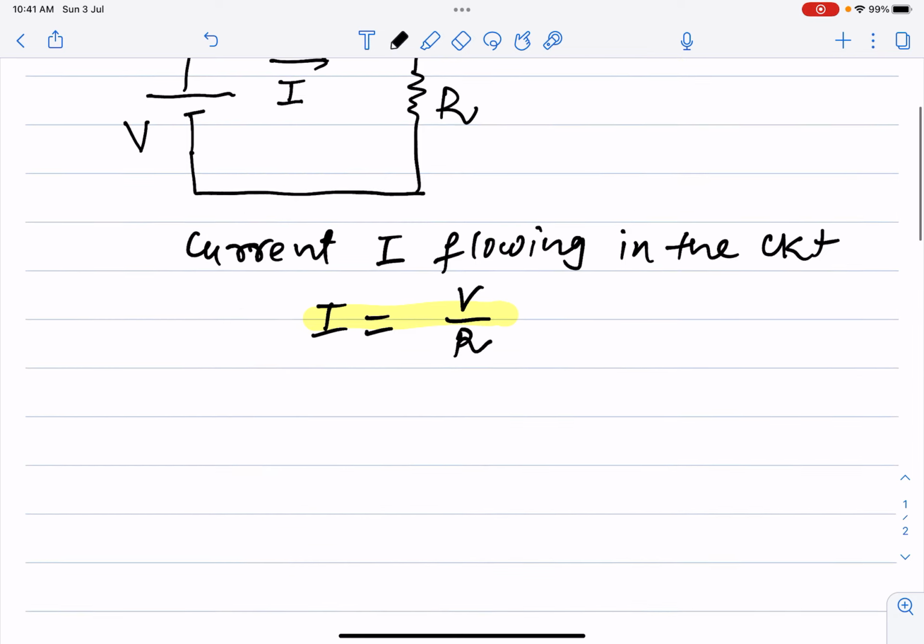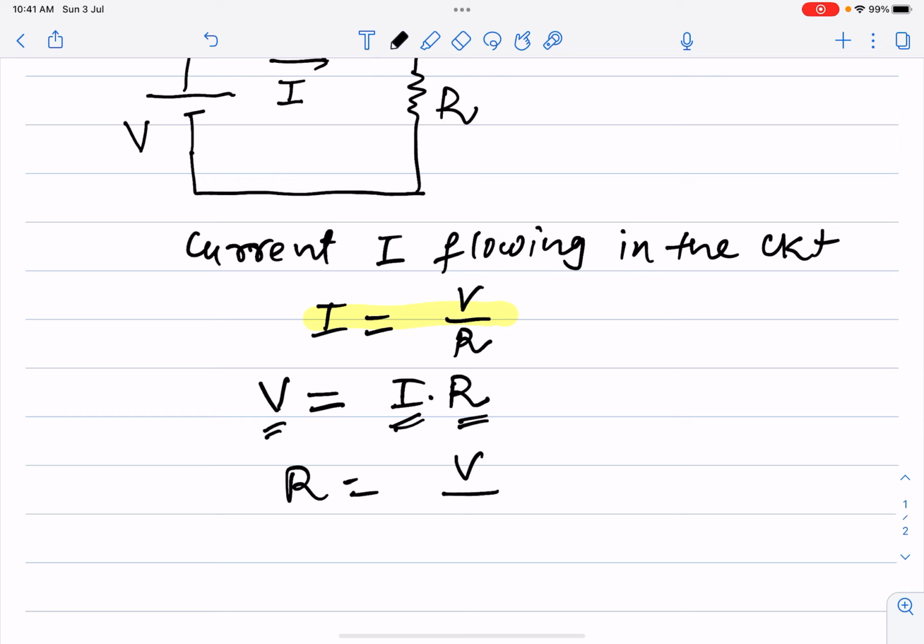Or in other words, we can say that the voltage applied to the circuit, V, is nothing but I multiplied by R. So this is another form of Ohm's law. If you have been provided with current and resistance, then you can calculate the voltage by using this formula. Or if you know the voltage V and current I, then you can calculate the resistance R is equal to V upon I. So if you take the ratio of the voltage V and the current I, then you can determine the resistance of the circuit.